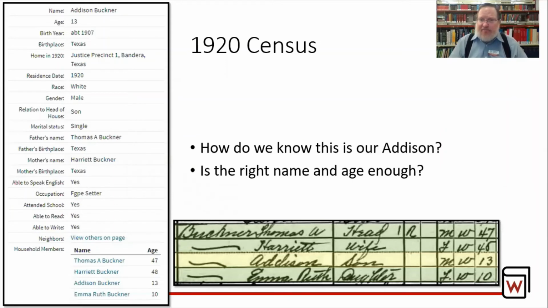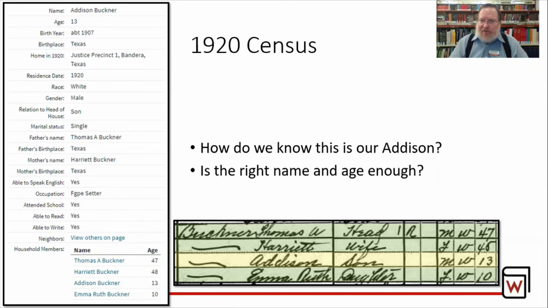So in 1920, how old should Addison be? If he was 23 in 1930, he should be how old in 1920? He should be 13. So is he married? Maybe not. He's not married. And so we're looking for an Addison Buckner at the age of 13. And we find one in the census, Addison Buckner, age 13, home in 1920 as Bandera. We remember that in that obituary, it said that he was born in Bandera. So could this be our Addison?